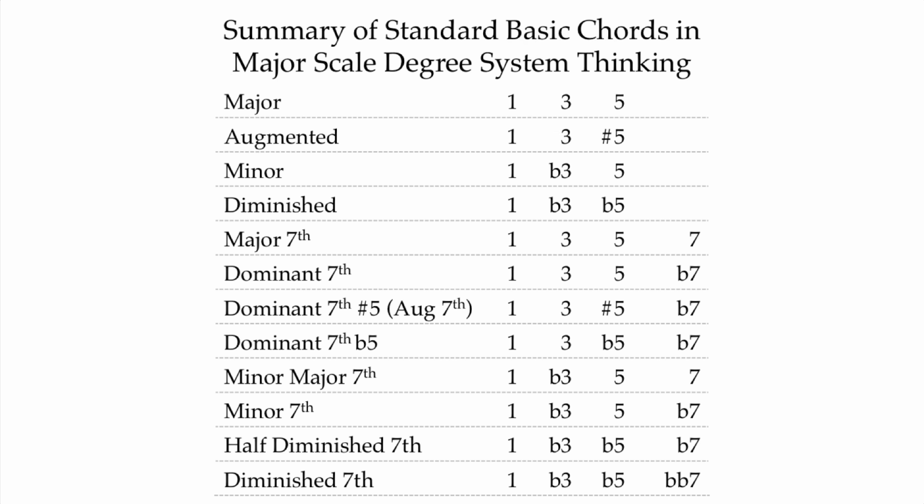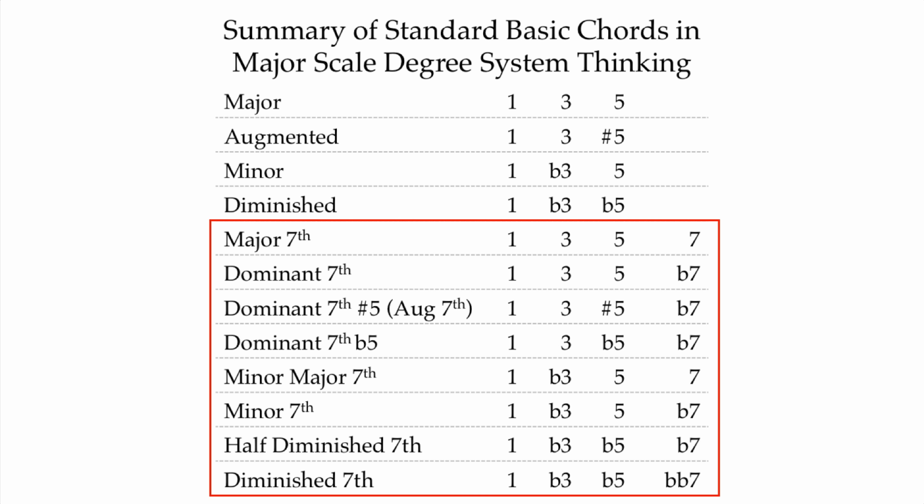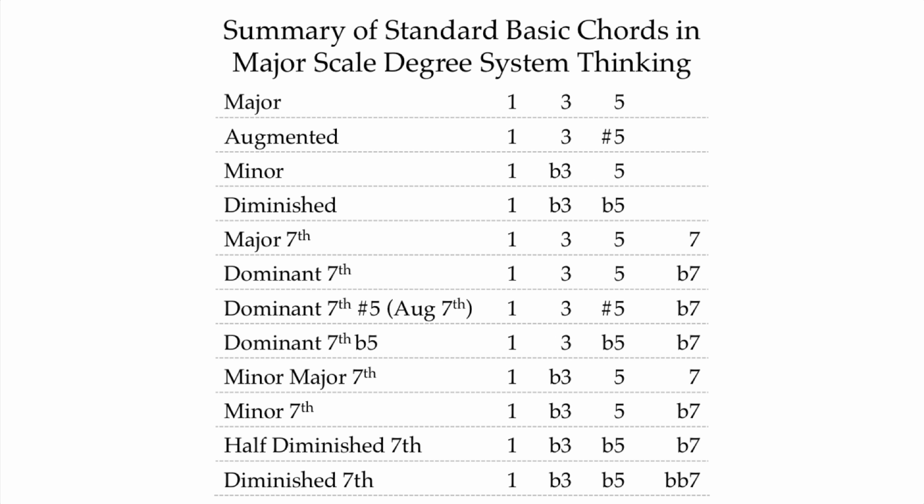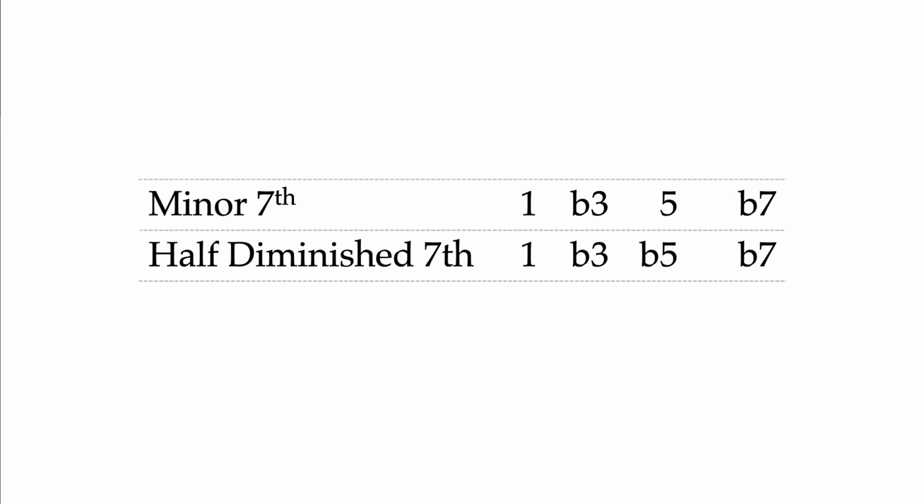All right, and here's a summary of all the standard basic chords in the major scale degree system of thinking, both the triads and the 7th chords. One thing I want you to notice on this chart is the minor 7th and the half diminished 7th chords. What is the difference between these two chords? If you notice, the half diminished 7th chord is the same, except that the 5th scale degree is flatted. The minor 7th is 1, flat 3, 5, flat 7, and the half diminished 7th is 1, flat 3, flat 5, flat 7.